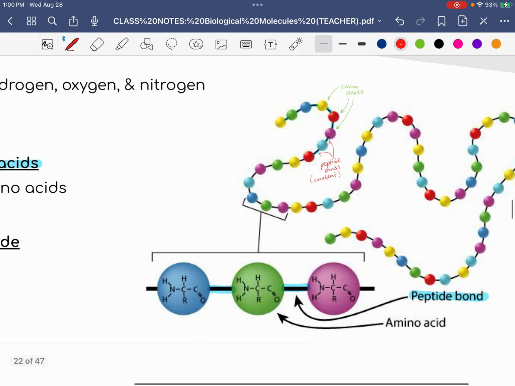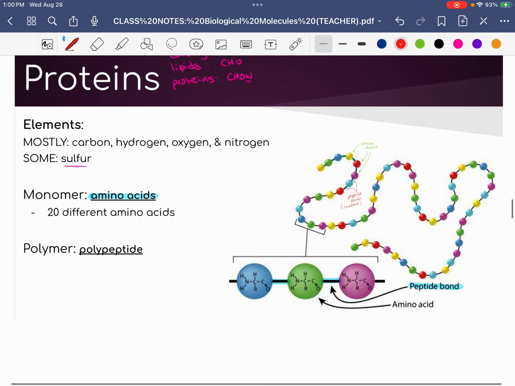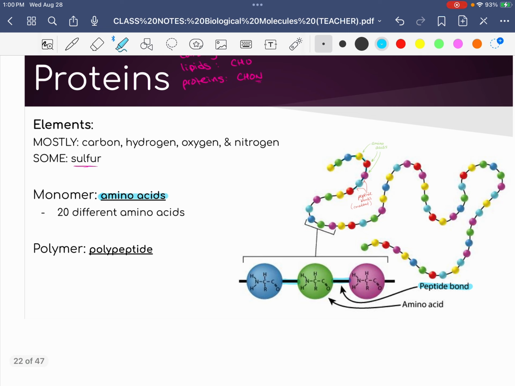When we put a bunch of amino acids together using those peptide bonds, we create something called a polypeptide. So a polypeptide is another word for a protein. The polypeptide, when we talk about structure, means something a little bit different, but for right now, you can assume that a polypeptide equals many amino acids connected with peptide bonds. So essentially, this is a protein.